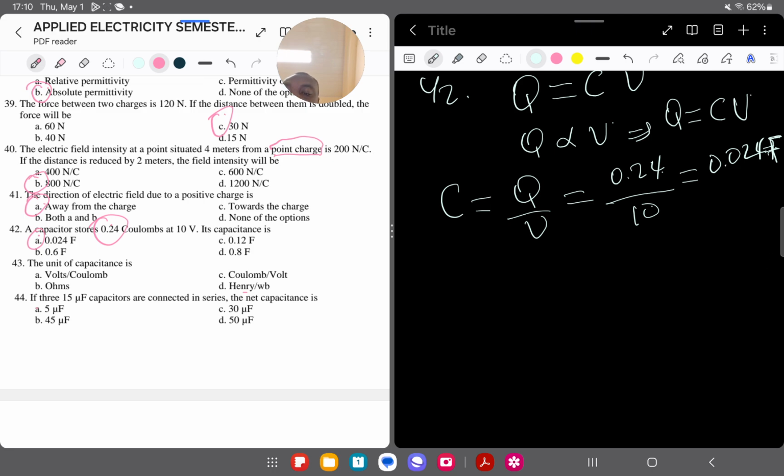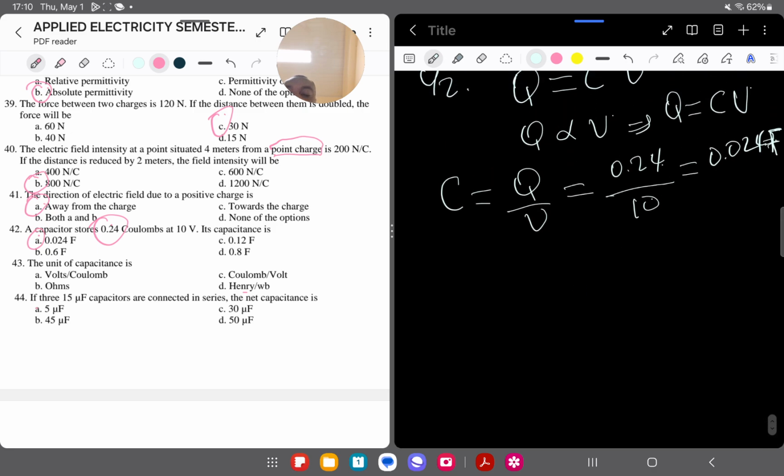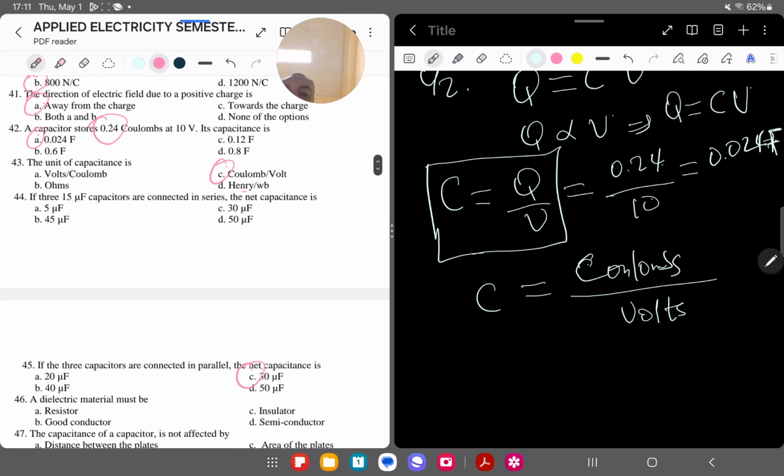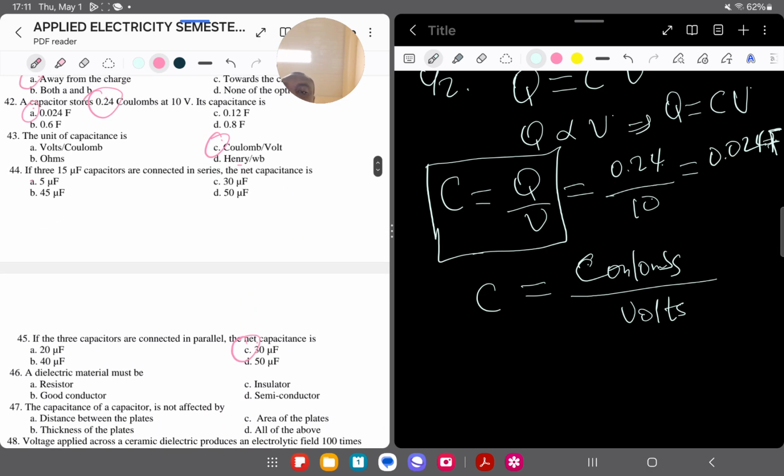The unit of capacitance is... when you come to the units, if you can't remember the unit, you can just look at this same formula that I wrote here: capacitance is equal to charge, and the unit of charge is coulombs, right? And then voltage, the unit is volts. So you can see that we have coulombs per volt. So the answer here is going to be C. Okay, now moving to question 44.